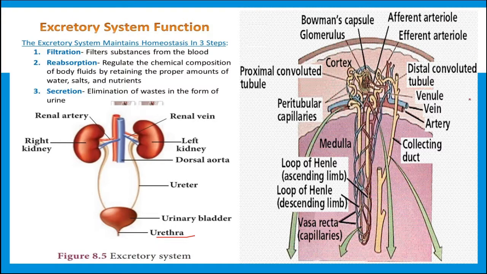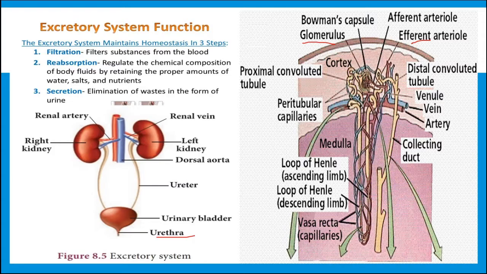This is the ultrastructure of the nephron, which is a tubular structure. This round, cup-like structure is known as Bowman's capsule, and the blood capillaries present inside are known as the glomerulus. Collectively, these two are known as the Malpighian corpuscle. The arteriole which is entering is known as the afferent artery, and the one coming out is known as the efferent artery.